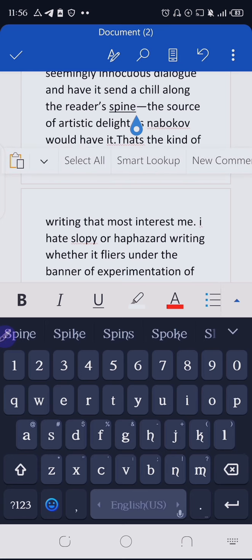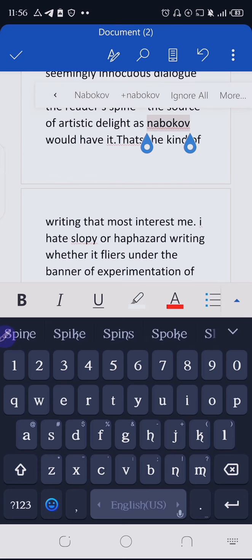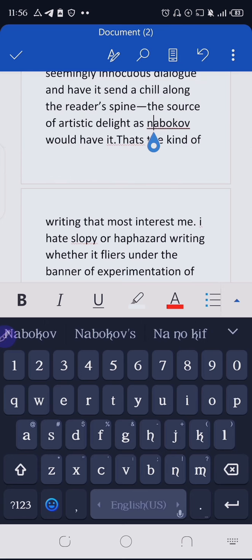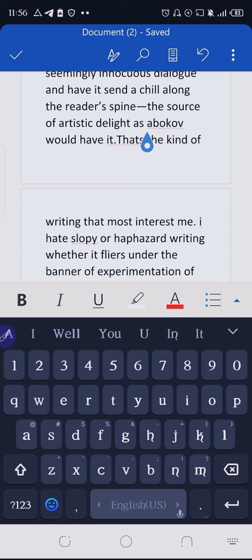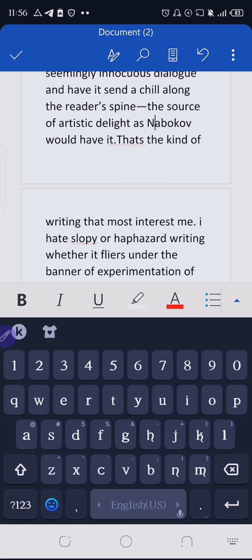Now Nabokov is a proper noun, and the rule of grammar, writing grammar, would mandate us to start every proper noun with a capital letter. So that's why we have stricken out lowercase n and replaced it with uppercase N. So the light as Nabokov would have it.